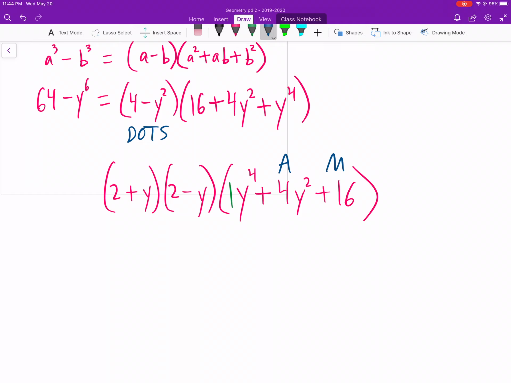4 times 4 multiplies to 16, doesn't add to 4. 8 times 2 multiplies to 16, doesn't add to 4. So it's just good to check for. There's not necessarily a way to keep factoring this, but good to check for.